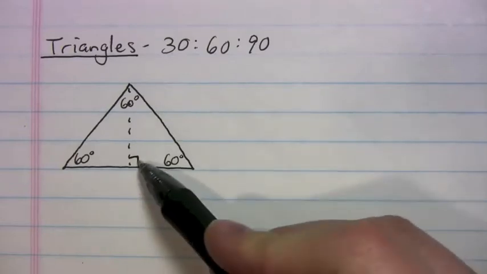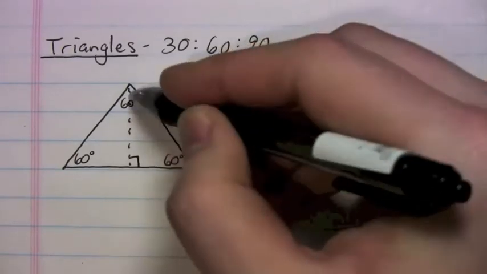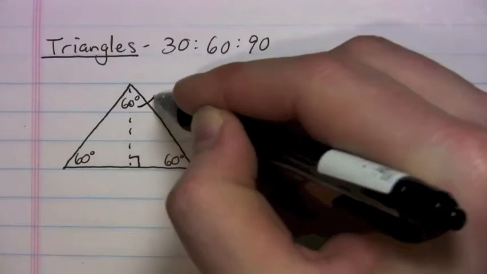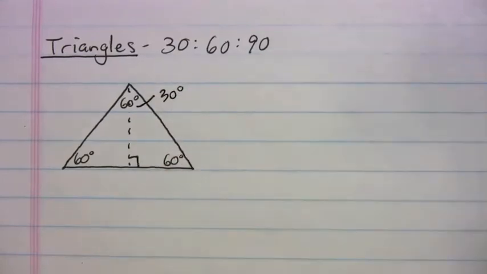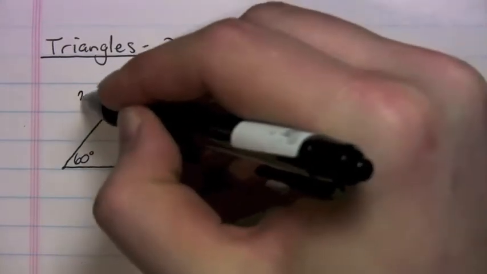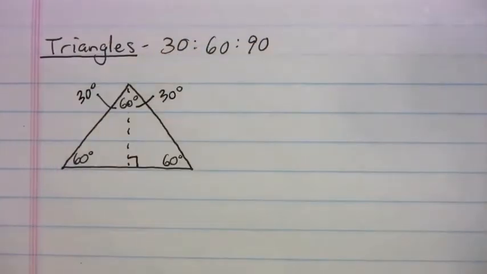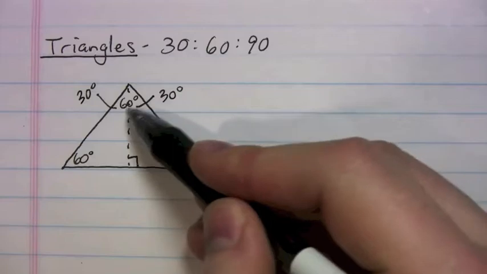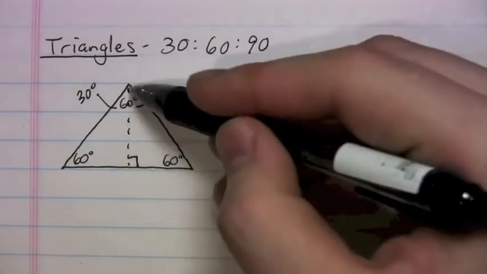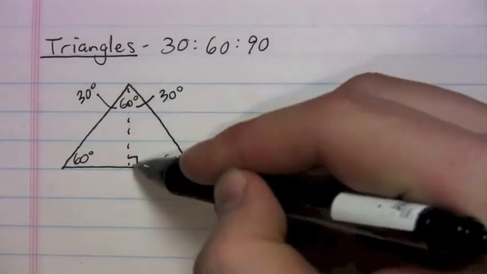So this angle is 90, this is 60. By default, in this triangle over here, that has to be 30 degrees. If that's 30, then that's 30 degrees. So all that height did was split that 60 degrees at the top there in half. Alright, so that's one situation where you could end up with a 30, 60, 90.